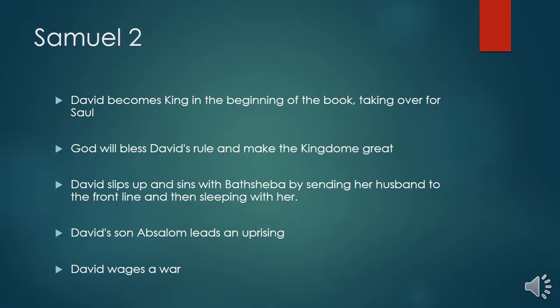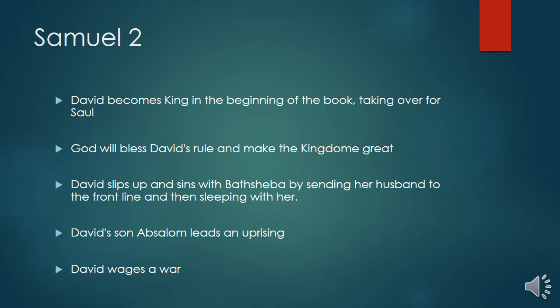David does slip up. He sins with Bathsheba by sending Bathsheba's husband to the front lines of the battle and pulling back all the other men, so that when the fighting began, it was a slaughter. There was no hope for him. And David then goes and sleeps with Bathsheba, committing adultery in that act. And this is one of the great times where David is very expressive. He's very remorseful, but also very sorrowful, but also God is going to punish him. He says so. David's son Absalom actually leads an uprising against him.